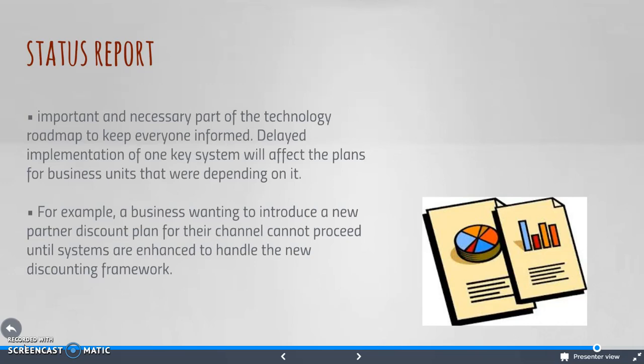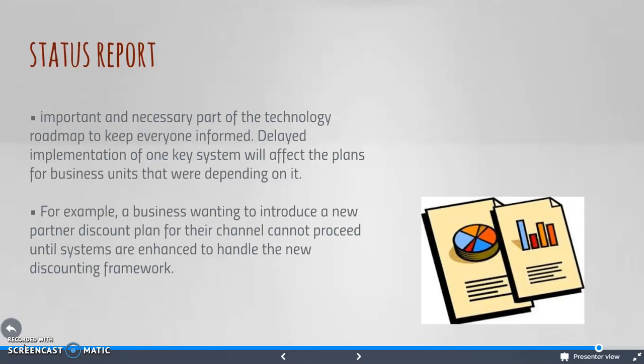Next, the status report. Status report is an important and necessary part of the technology roadmap, which is to keep everyone informed. For example, a business wanting to introduce a new partner discount plan to their channel cannot proceed until the system is enhanced to handle the new discounting framework.